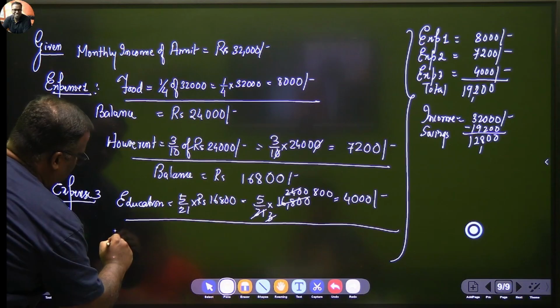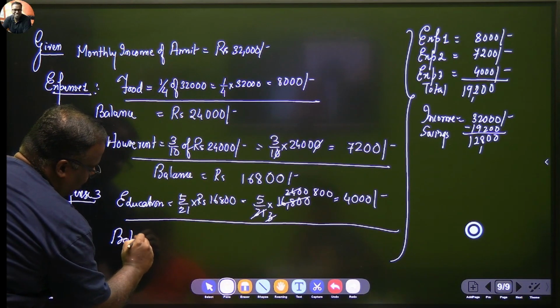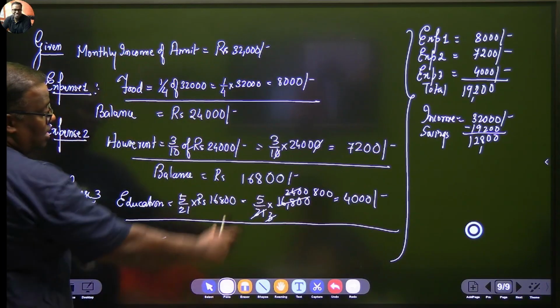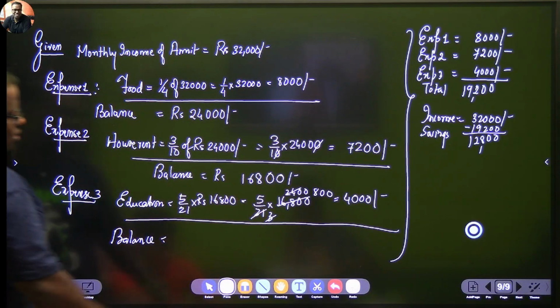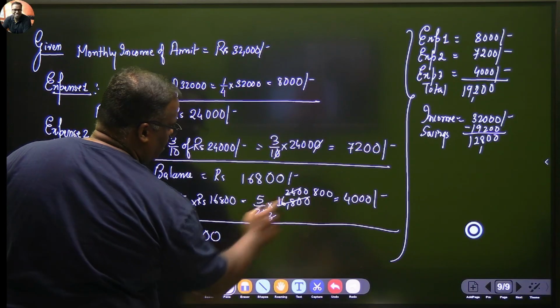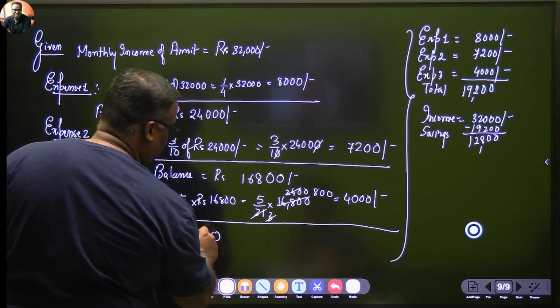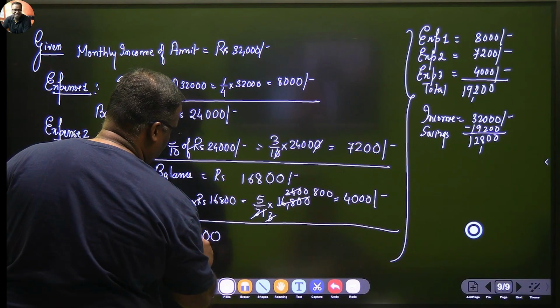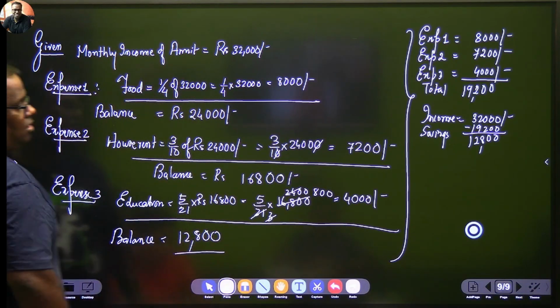Now again, we will try to find out what is the balance. Now this is the final balance. What will you deduct? You will deduct 4,000 from where? 16,800 से. चलो निकालते हैं. So 0, then 0 and 8 comes 8 and 16 minus 4 is how much beta? 12. Matching? Matching.